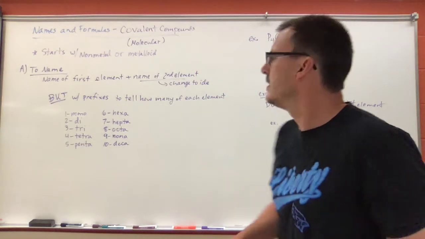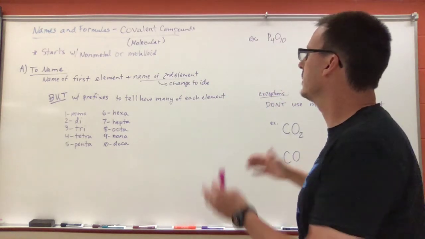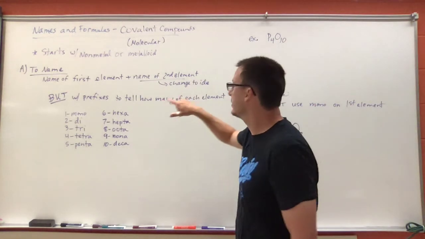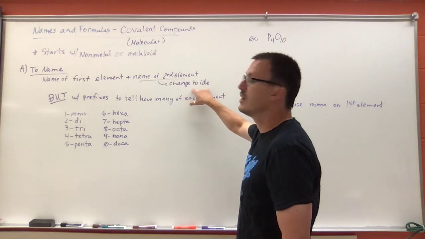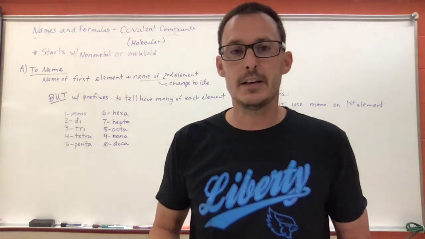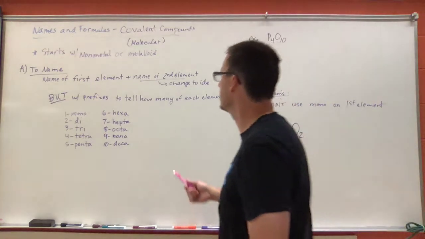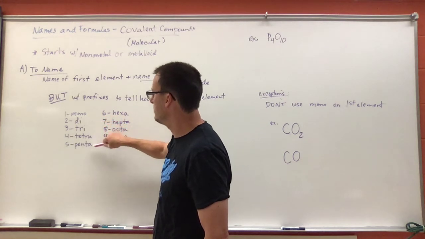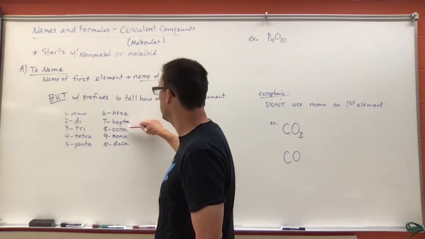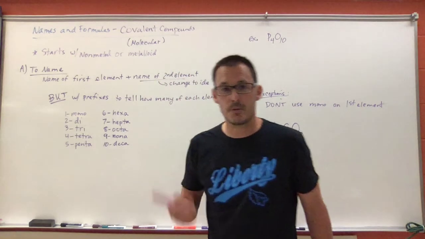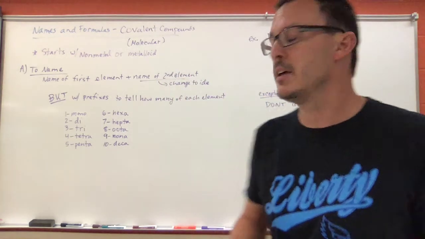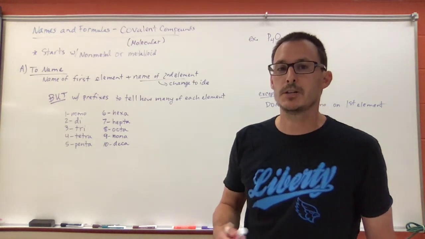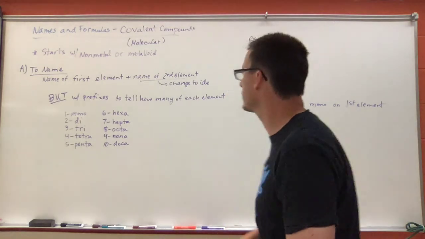Really easy to name. Name the first element plus name the second element. However, when you name the second element, like we did with ionic, you're going to change the ending to "ide." Here's the difference. With covalent, we get to use prefixes. Remember the prefixes? Mono for 1, di for 2, tri for 3, tetra, penta, hexa, hepta, octa, nona, and deca. Those are the prefixes we use for 1 through 10. The purpose of these prefixes is to tell how many of a particular element show up in the formula or the smallest piece or molecule, right?